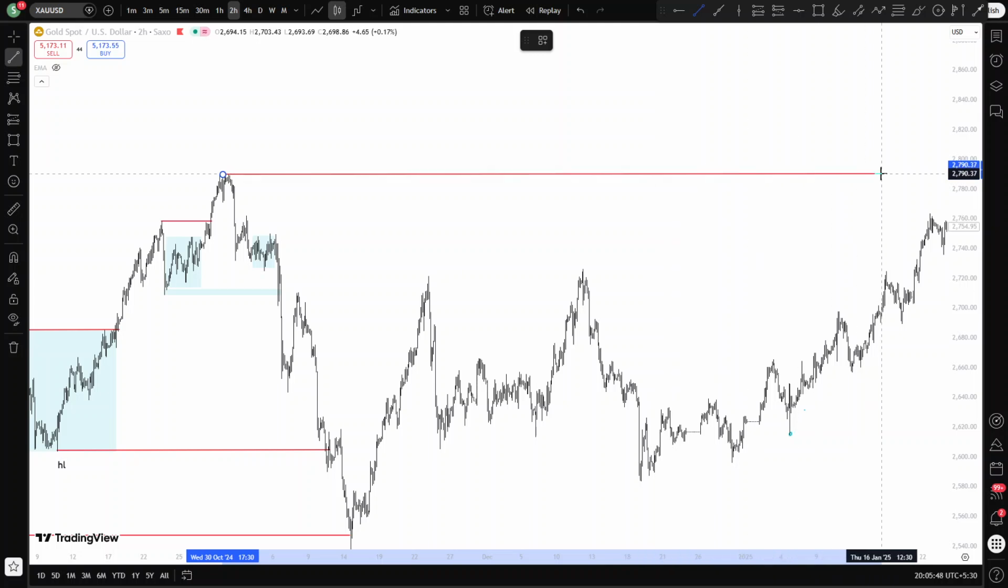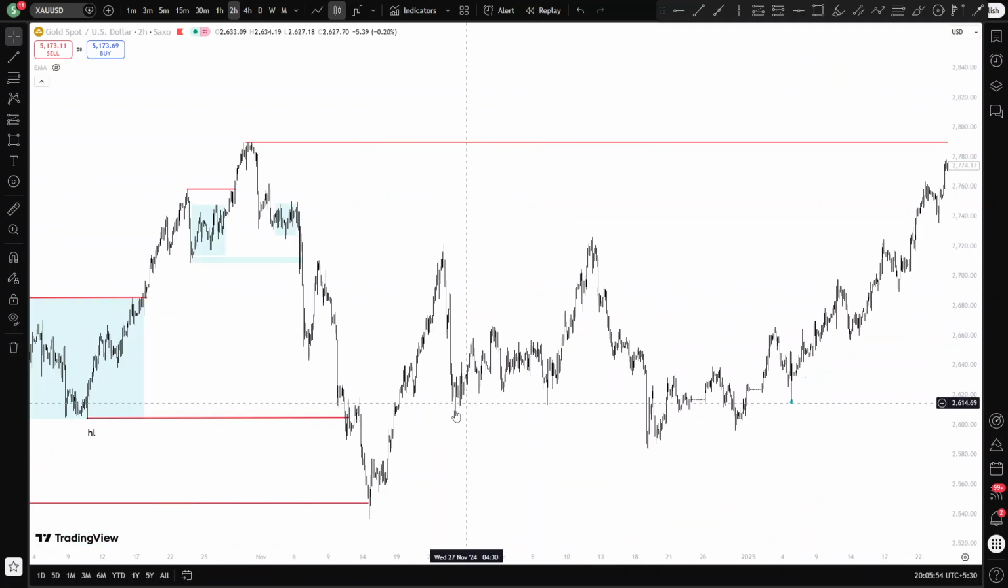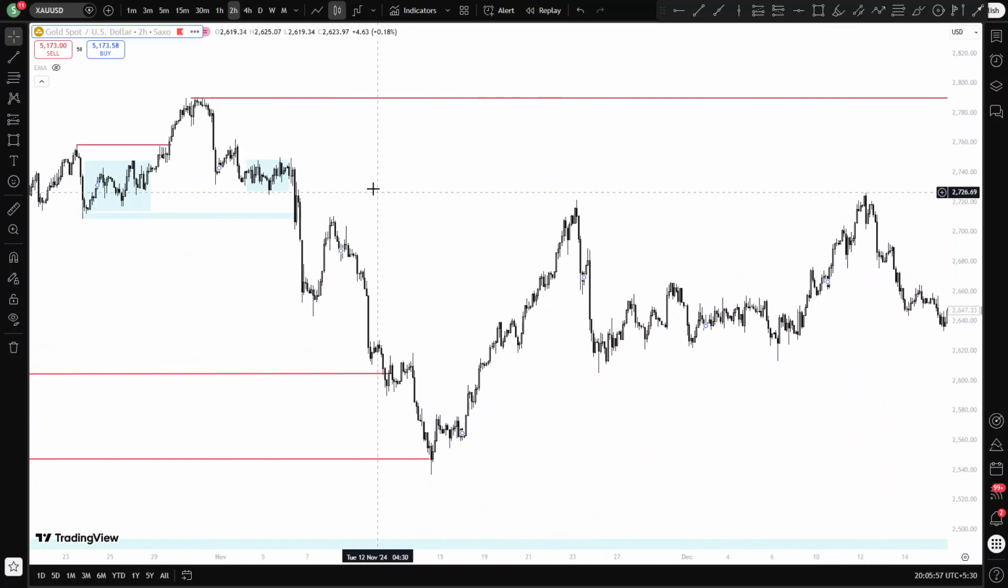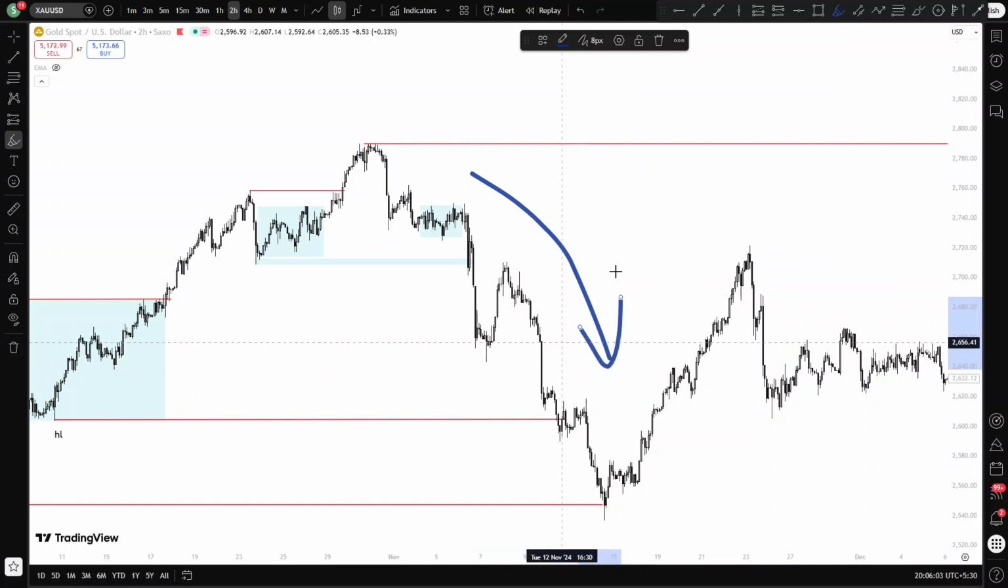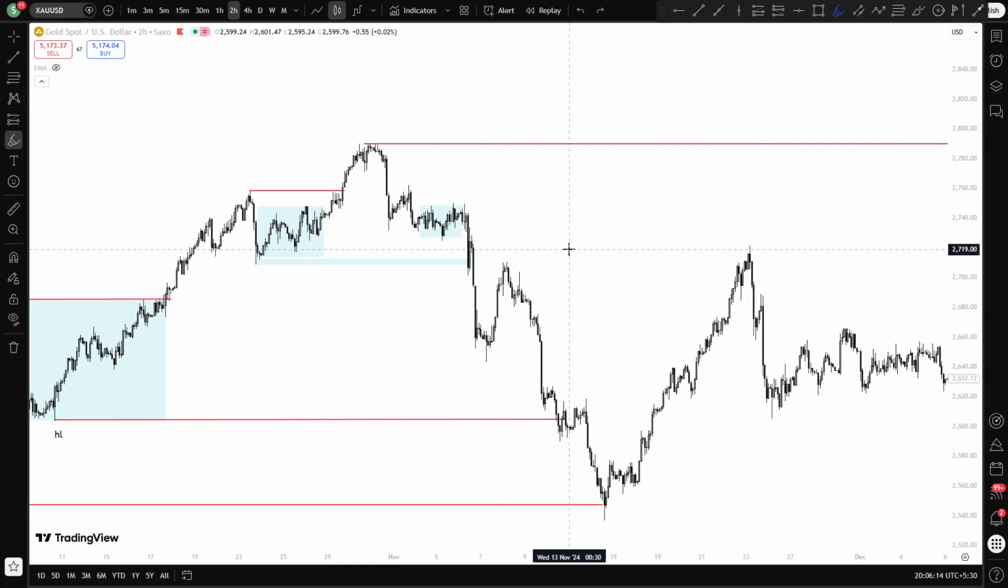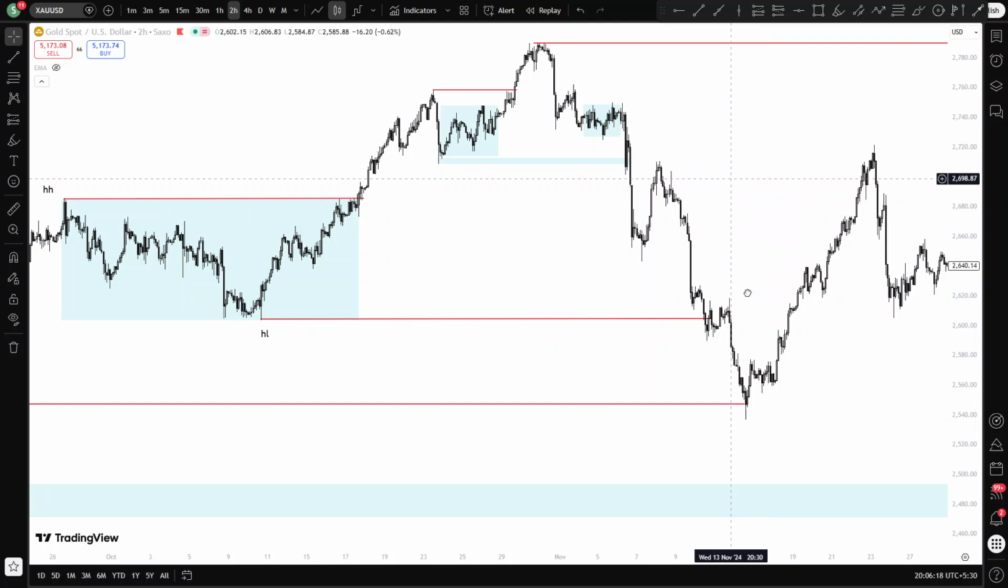Okay, remember I'm analyzing this structure on H2, which means if you are in M30, or M1, you can still catch these trades. So it doesn't mean that you cannot do that. Right now, I'm just trying to show you how you are supposed to be thinking when you are in a trade, or how you are supposed to be thinking when you are analyzing the market.